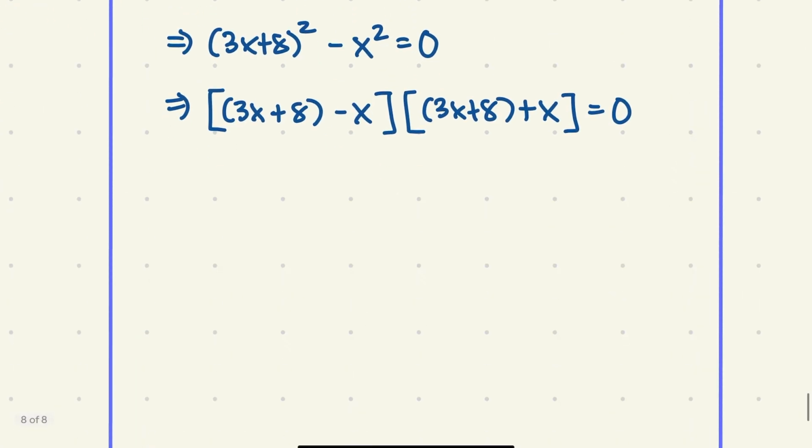And then from here, let's just simplify this one. We'll obtain on the first one 2x plus 8. And then on the second one, we will obtain 4x plus 8.